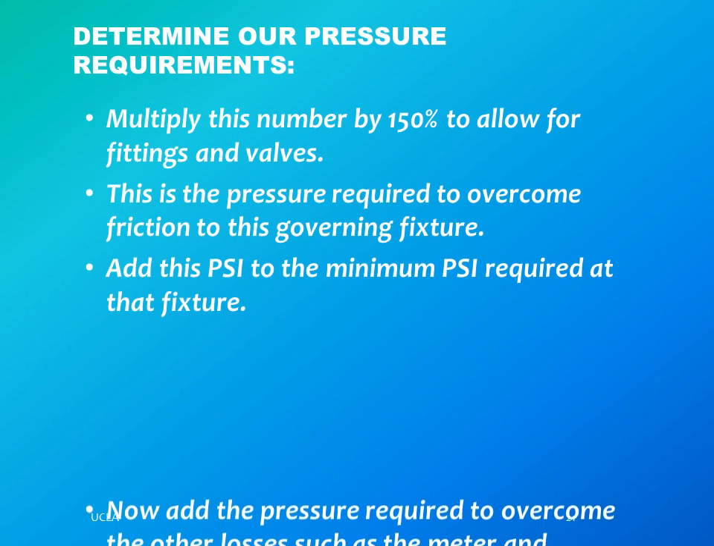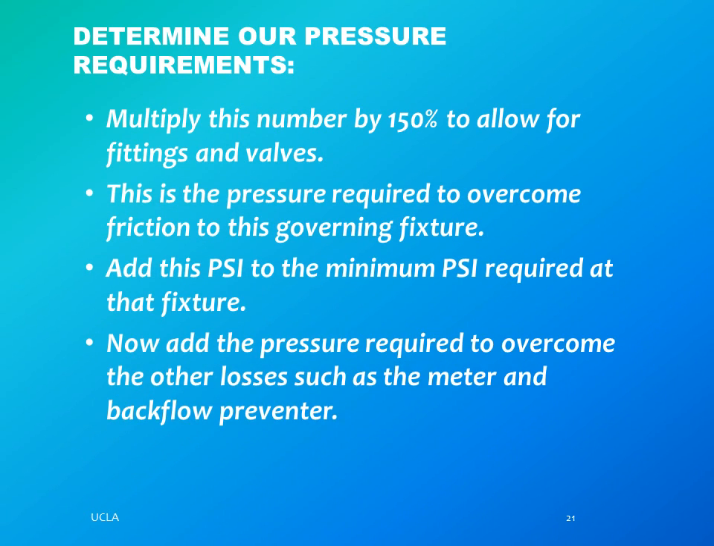To determine our pressure requirements, we're going to multiply this number by 150% to allow for fittings and valves. Remember, this pressure is just to overcome friction at this point. And this would be the pressure required to overcome friction to the governing fixture that we spoke about, the most remote. We'll add this PSI to the minimum PSI required at that fixture.